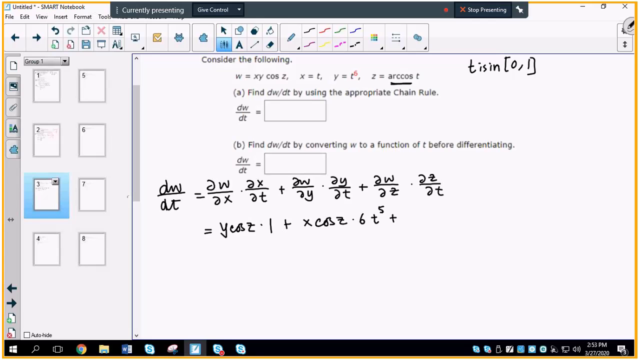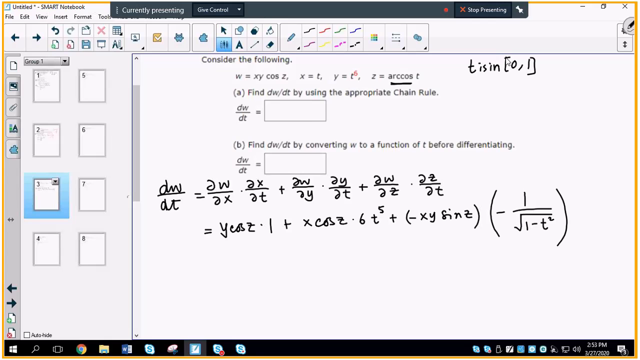Del w del z is going to be negative x times y sine z, because it is the derivative of cosine z alone. Del z del t is the derivative of arc cosine. Recall the formula is minus 1 over square root of 1 minus t squared. That's the derivative of arc cosine t.